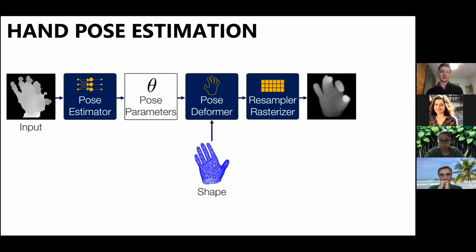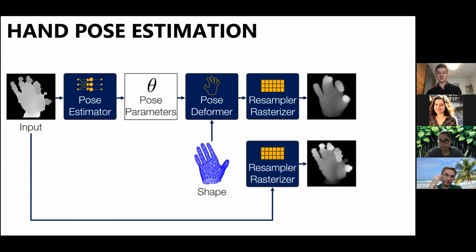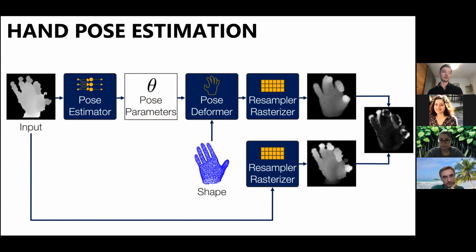And then you can do the same process for the input depth map we have. So that actually these two depth maps are comparable. And then you basically compare and backpropagate the error all the way back to the estimated pose parameters that you have. So the system works pretty well.